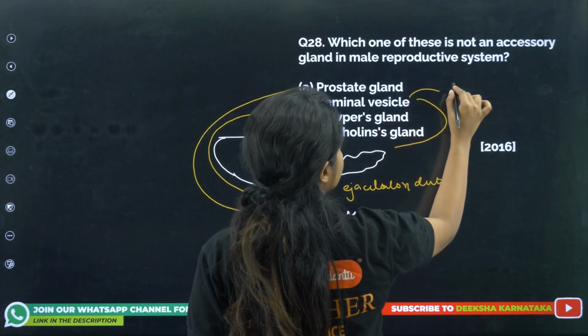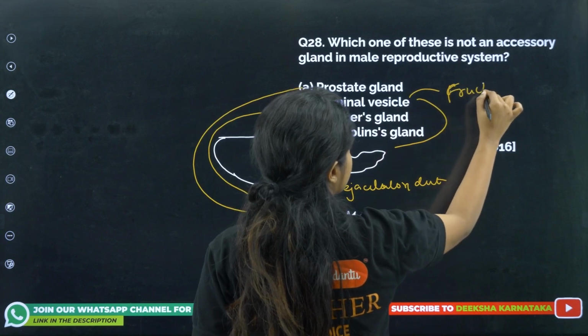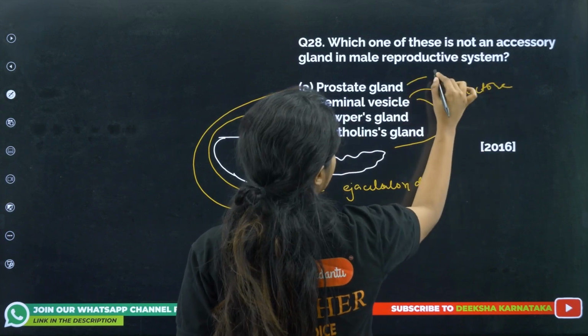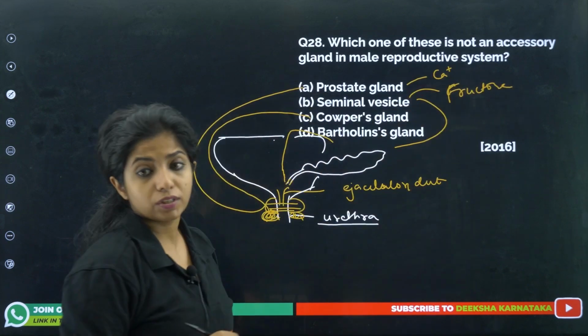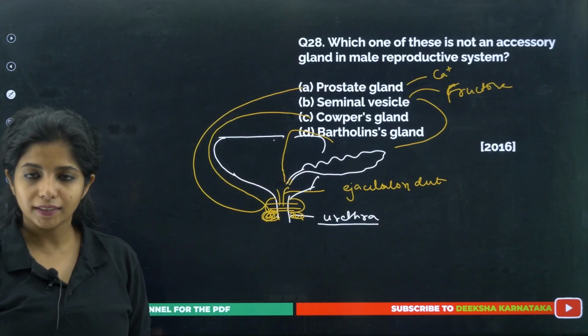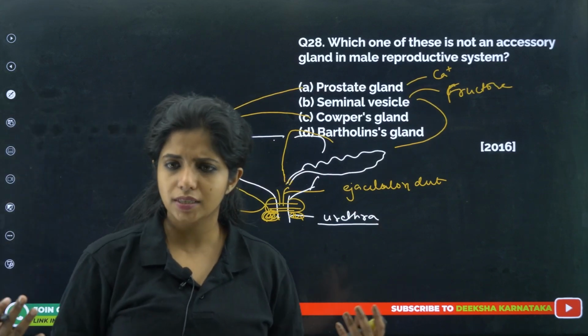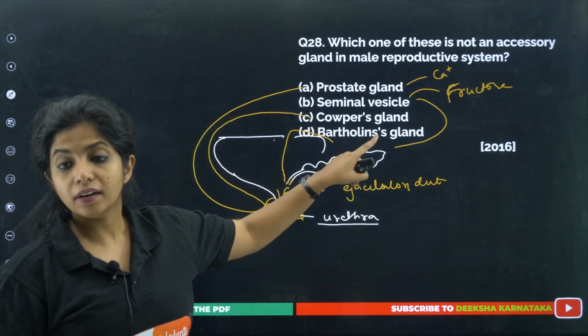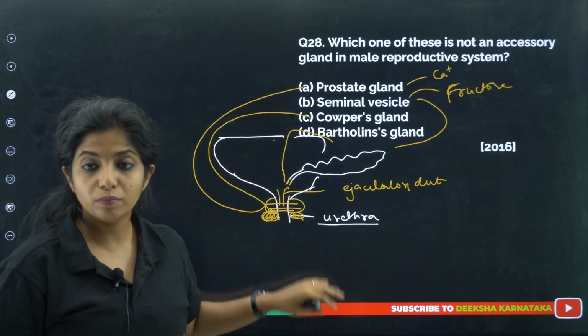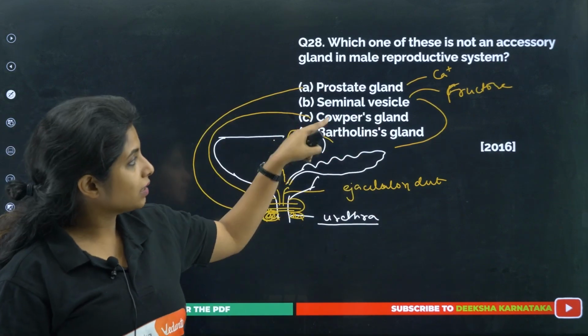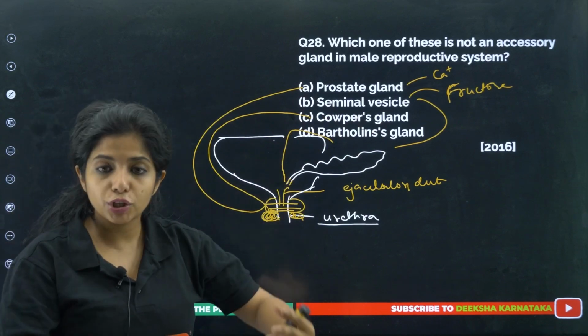Seminal vesicle will be giving fructose to the sperm so that it provides energy. Prostate will be providing calcium and other clotting enzymes and stuff like that. Calcium is for helping better in fertilization. And Cowper's gland is for lubrication, so that things can move on easily. So these are the glands which are providing secretion for the sperms.